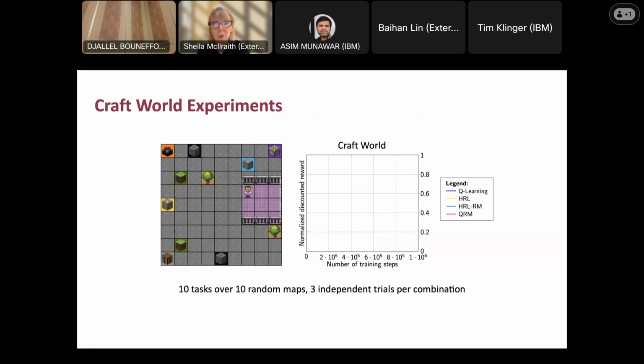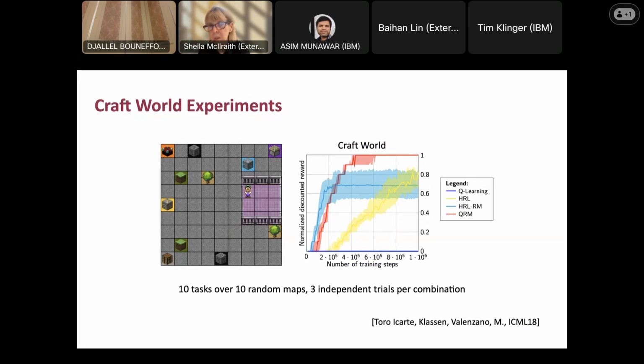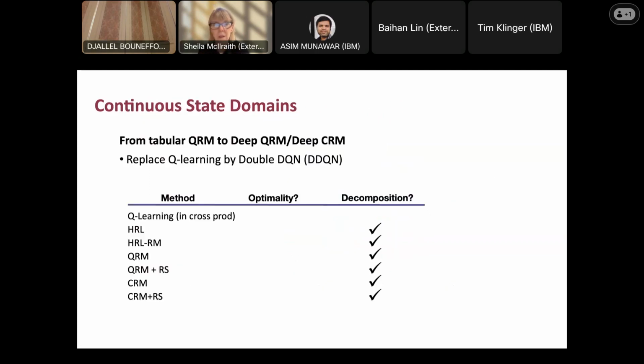So anyways, we did craft world domains. We see the same phenomenon. Again, here's our QRM algorithm, which is converging to the optimal solution with very low sample size. The 2 hierarchical reinforcement learning techniques also do very well for sample efficiency, but plateau at suboptimal solutions. And the cross product Q learning, which is down here at the bottom, is still flatlined. And I will remind you again that it is guaranteed to converge to optimal given enough training steps.